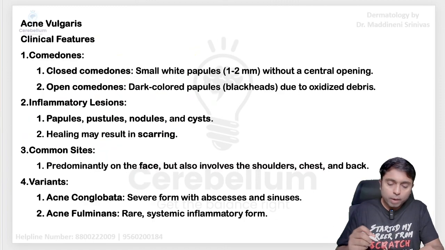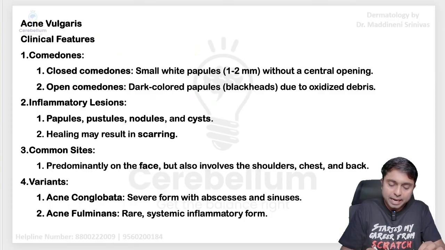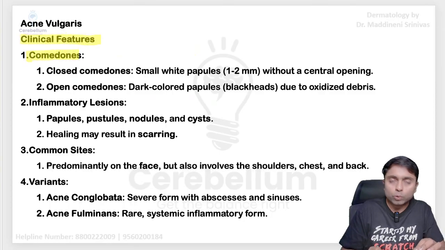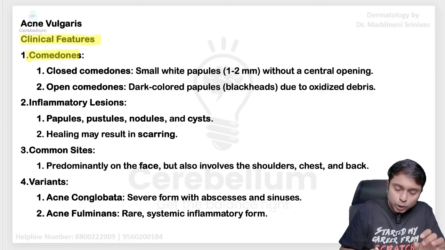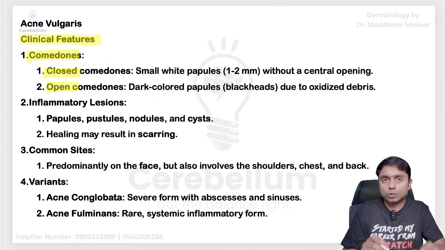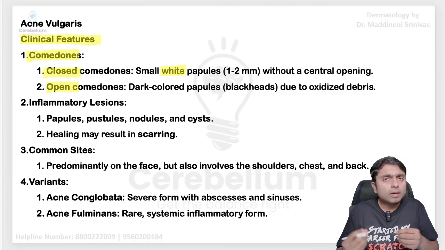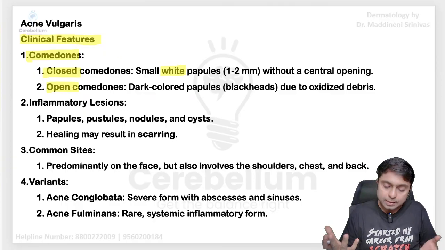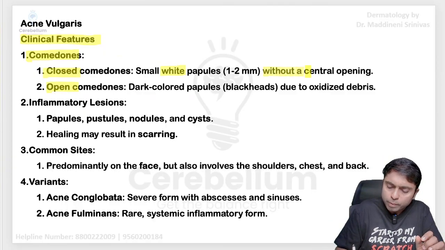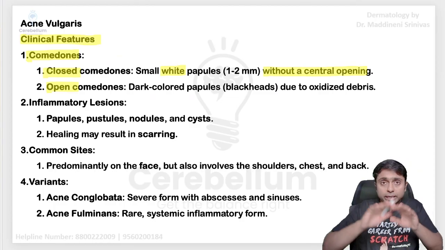Okay, so now coming back to the clinical features of acne vulgaris. Clinical features: comedones, as I have already told you, closed comedones and open comedones. Closed comedones are white colored lesions. In layman terms they are called white heads, and there will not be any central opening, so it is a closed one.